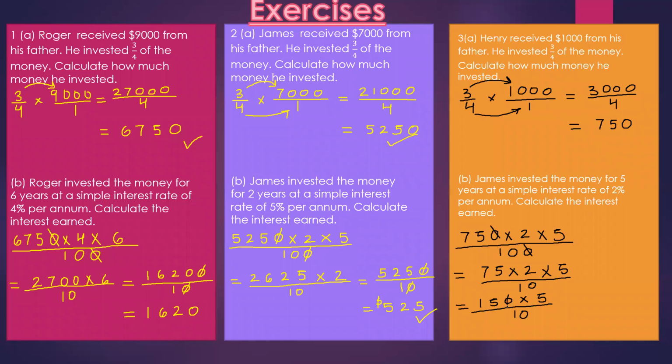Good. Very good move. And we're left with what? 15 times 5 is what? 75 over 10? Sorry, over 1. Okay. All right, so the answer is 75, right? Yes.